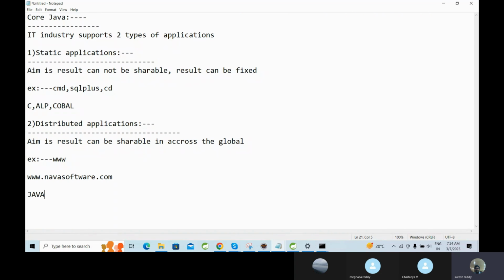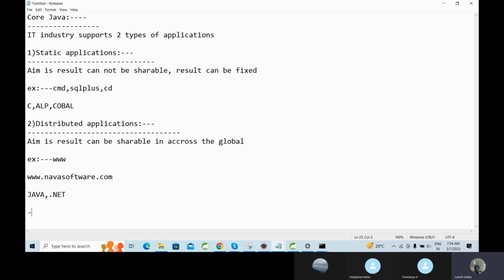This type of application is developed by using two languages. First one is Java, and the other is .NET. By using these two languages, we can develop distributed applications.